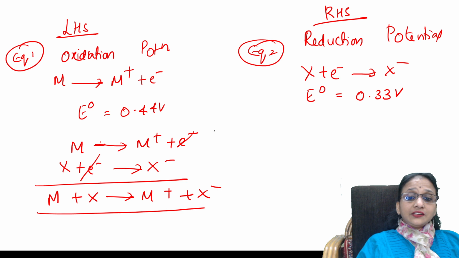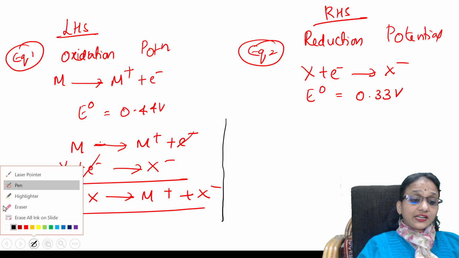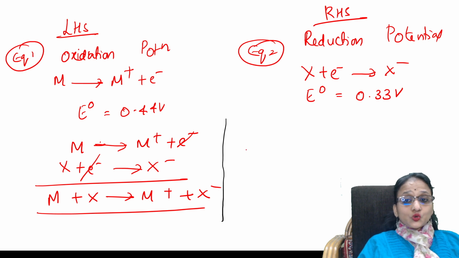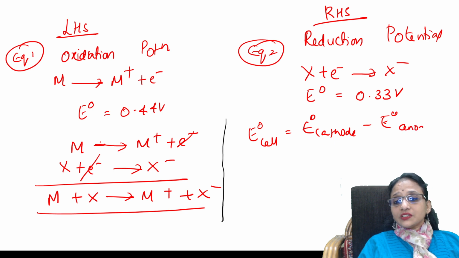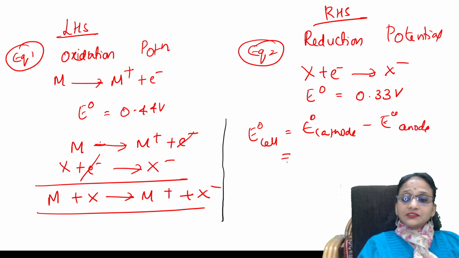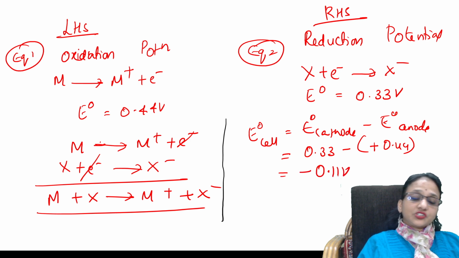Just check. Here, the important thing is they asked me to calculate the feasibility of the reaction. So, let us take E naught cell is equal to E naught cathode minus E naught anode. This is what they've given. Cathode, how much did you get? It is 0.33. Anode, how much? It is plus 0.44. How much did you get? It is minus 0.11 volts.